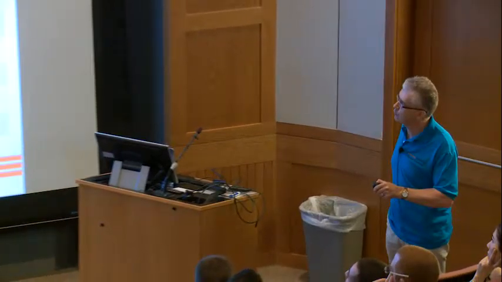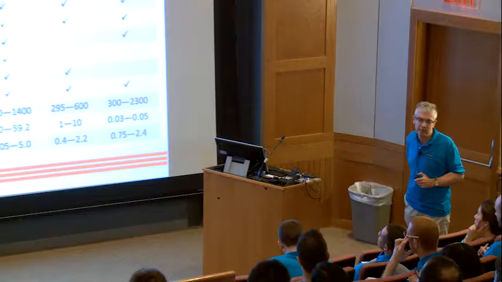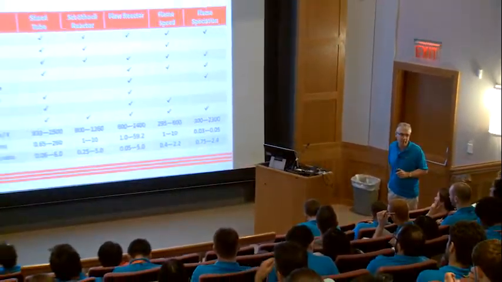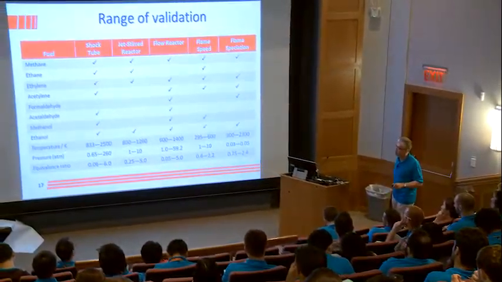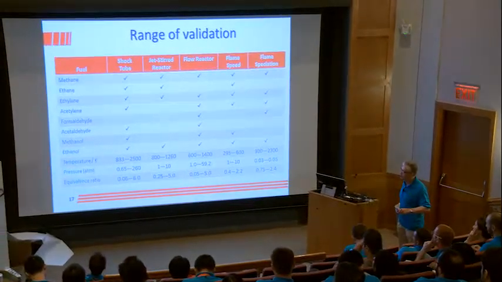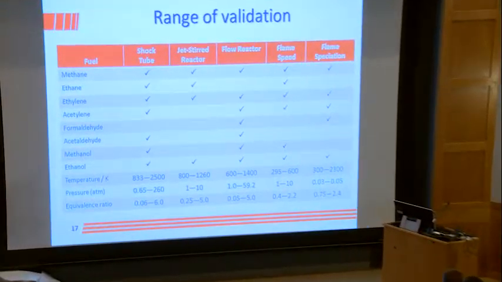What you want to do for any mechanism, for any fuel, is validate against as much data as possible. So here we have shock tubes, jet stirred reactors, flow reactors, flame speed, and flame speciation. We could have rapid compression machine data also, over a wide range of temperature, pressure, and equivalence ratio.